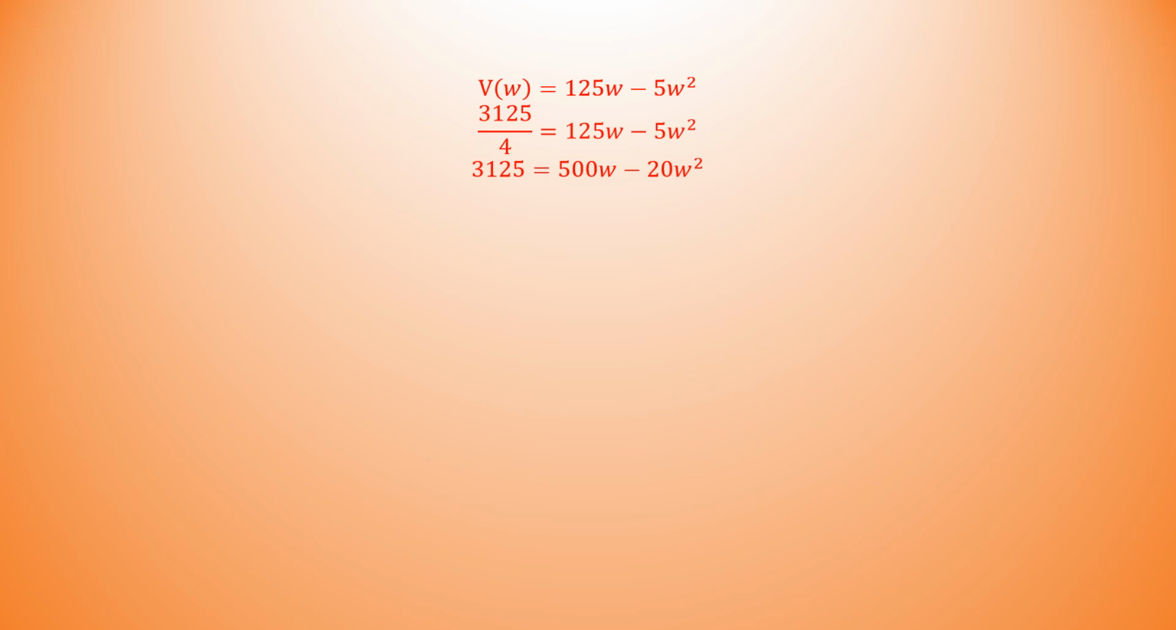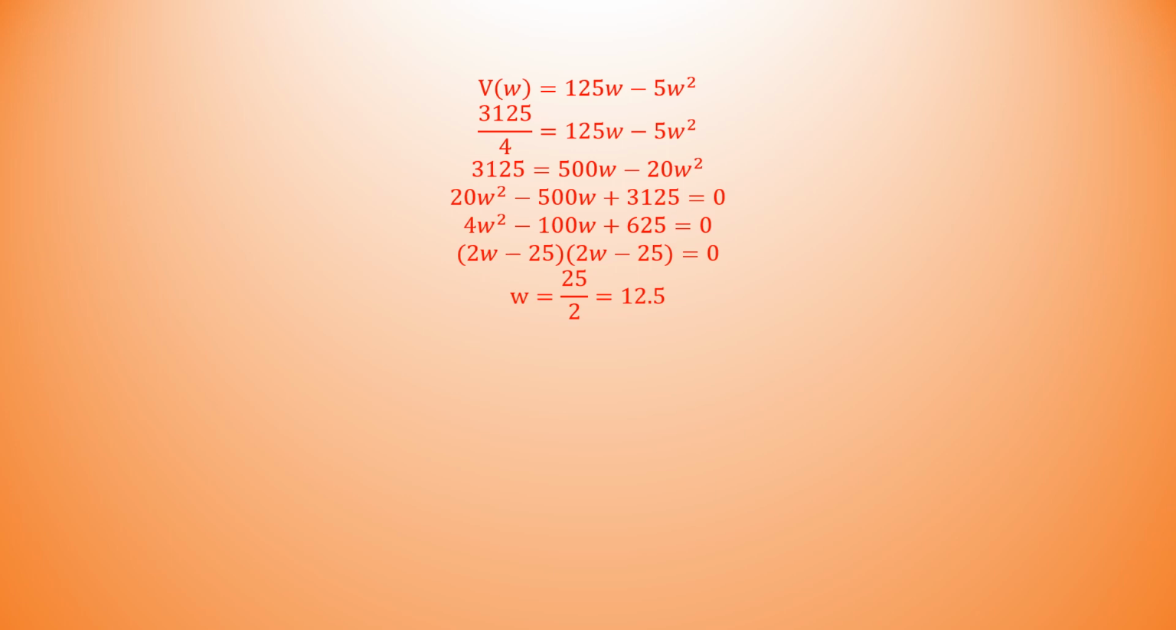Changing the equation to its standard form, we have 20W squared minus 500W plus 3,125 is equal to 0. Dividing the equation by 5, we obtain 4W squared minus 100W plus 625. Factoring the equation, we have the factors 2W minus 25 times 2W minus 25 equals 0. So 2W minus 25 equals 0. So we have W is equal to 25 over 2, which is equal to 12.5.